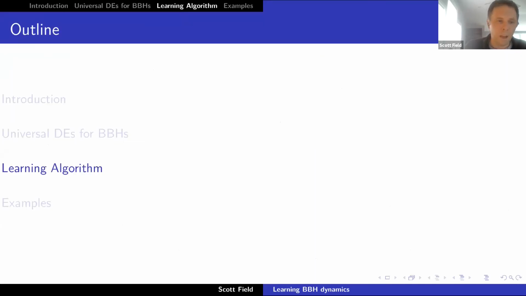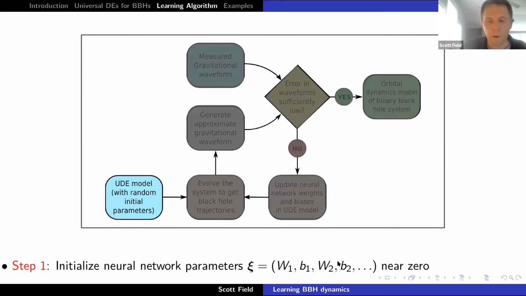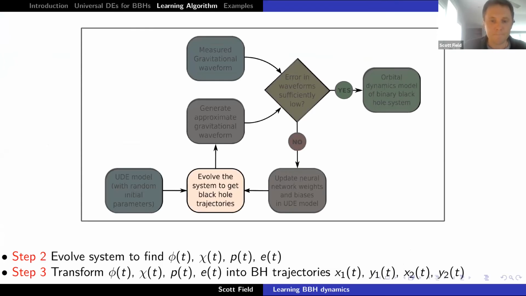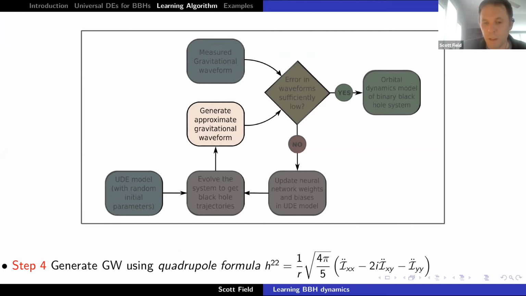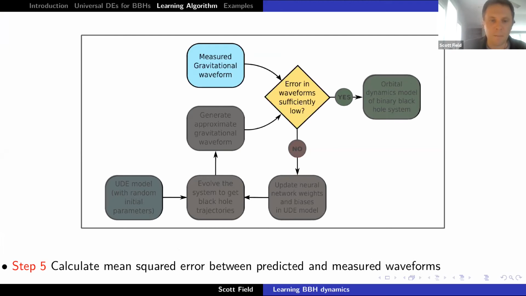So a bit about the training. How do we actually do the learning here? So we initialize the parameters to be 0. That's obviously not going to be the right choice for the neural networks. Then we evolve the system forward in time to get our dynamical variables, from which we can get the binary black hole trajectories. From that, you can use any formula. Here's just the quadrupole formula to generate the gravitational waves. And then finally, you calculate the difference between your predicted waveform and the measured waveform. At least on the first pass, this is going to be not very good, because if all the neural network terms are 0, this is not relativistic physics, so the error will be large.